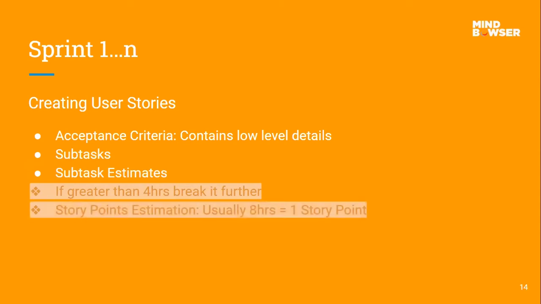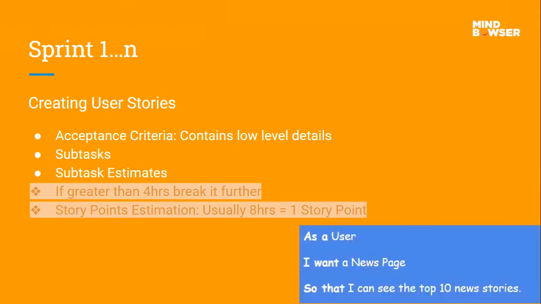We also do story points estimation. We choose this way: 8 hours is equal to 1 story point. That's how we calculate. There are different methods available to calculate story points, but we have been following this because it suits us. It can vary from team to team, but this has worked for us most of the time, so that's why it is a pro tip.